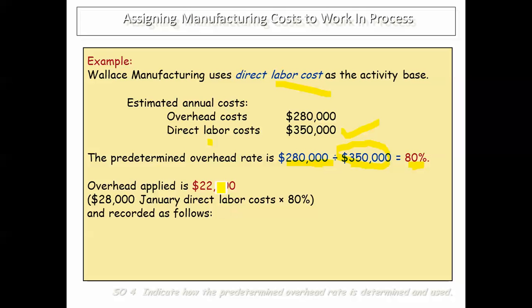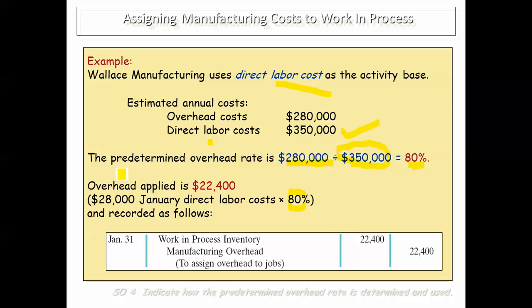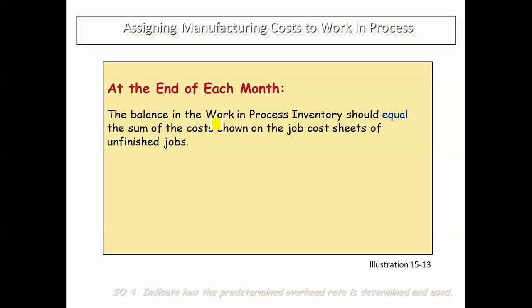Overhead applied is $22,400. That is 28,000 direct labor dollars times 80%. So therefore, the journal entry would be debit work in process, 22.4, credit manufacturing overhead, 22.4. Okay? At the end of each month, the balance in the work in process inventory should equal the sum of all the job sheets on the floor of unfinished jobs. So you see the T account is in the accountant's office, and that balance should equal the total of all the jobs that are being worked on the shop floor.